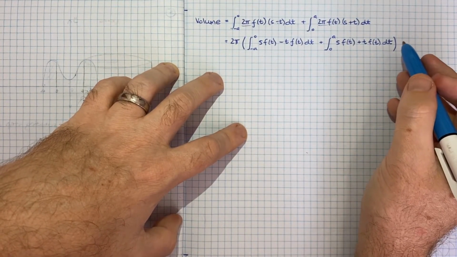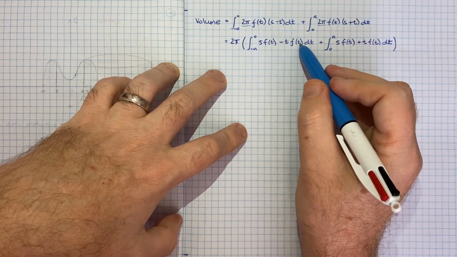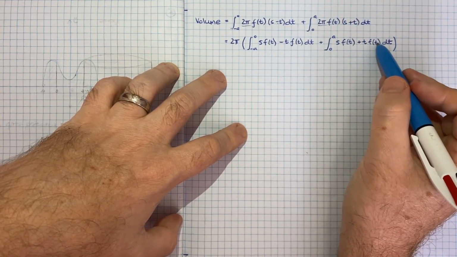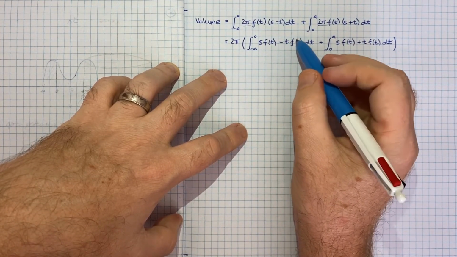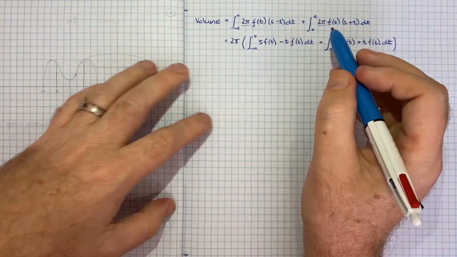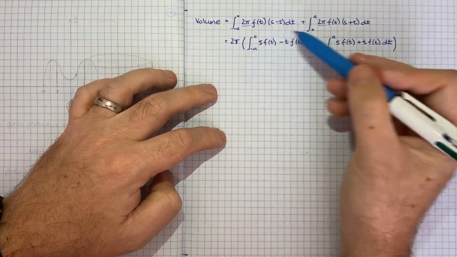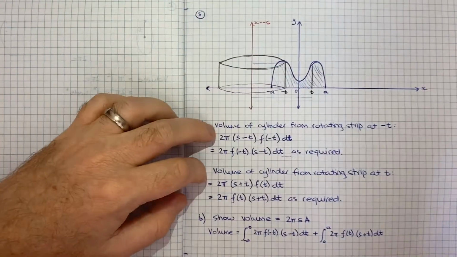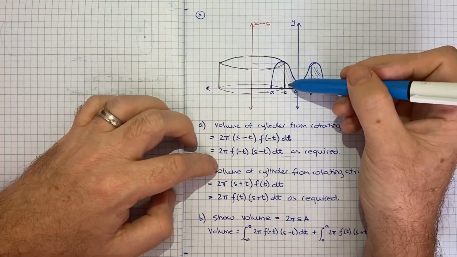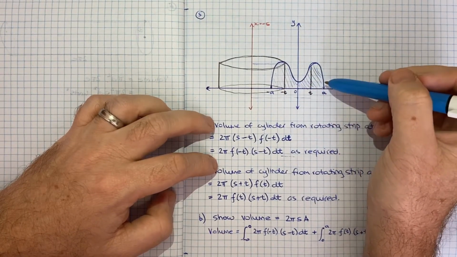Now, what I can do, this minus t f of t and plus t f of t, they're essentially going to cancel, and that's because the area under the integral between negative a and 0 and 0 and a, if we think about what the curve is, because it's an even function, those things are going to take the same value.